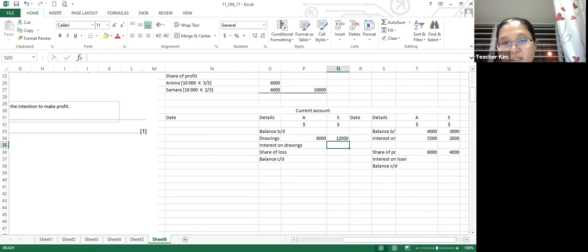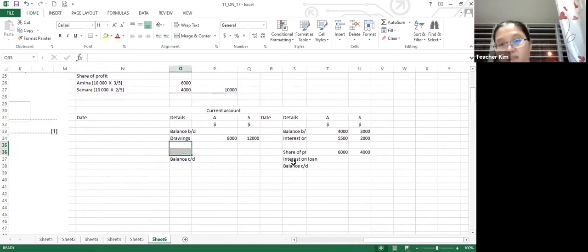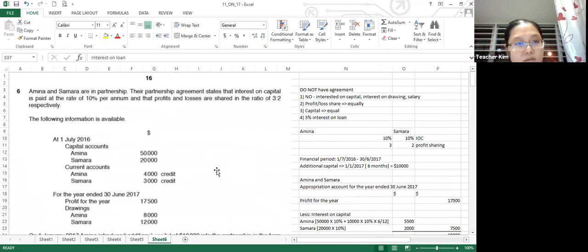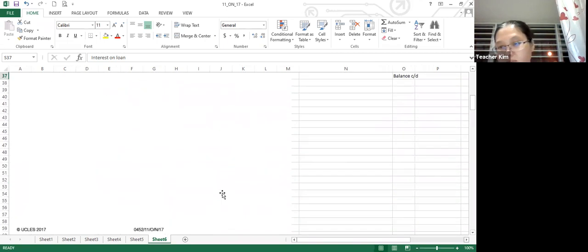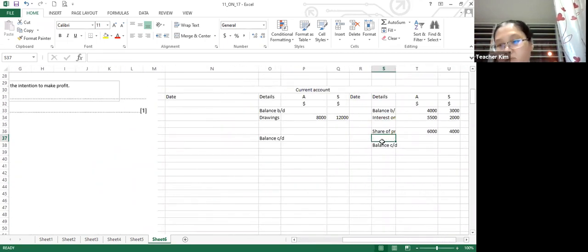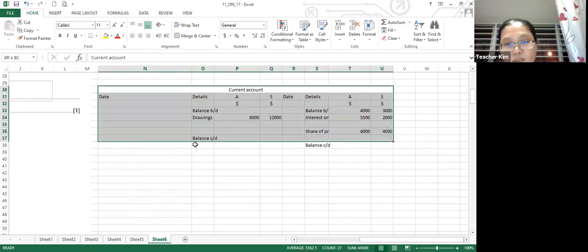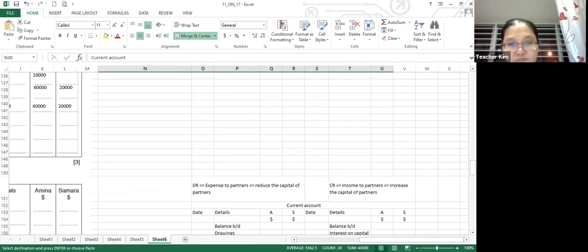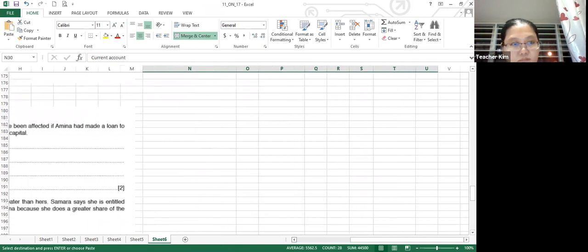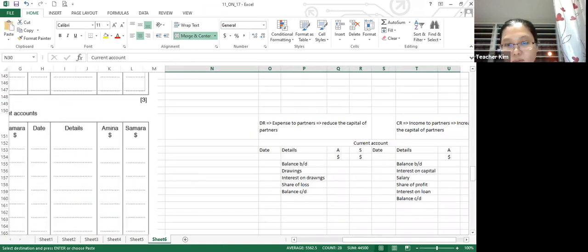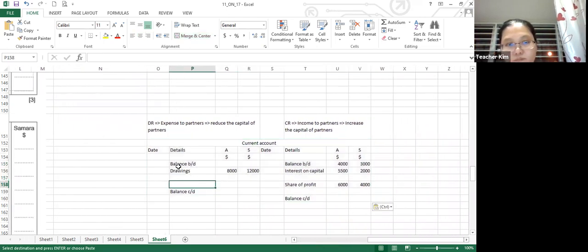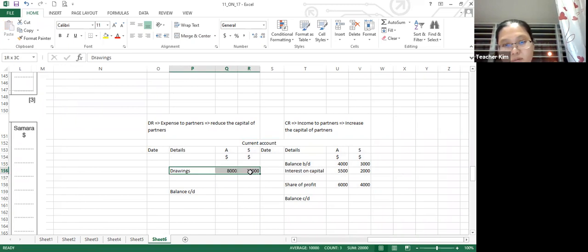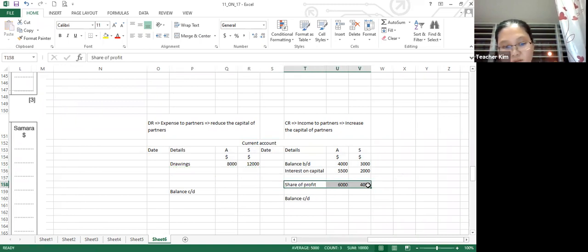So now, whatever we don't have, we take it out. These two don't have. Okay, interest on loan. Is there any interest on loan? Let's see. Okay, in this question, they don't have the interest on loan. So take it out also. So basically, I think the account is quite straightforward. Let me copy back to the question. Capital account, current account. So this one also don't have, take it out. Share profit.